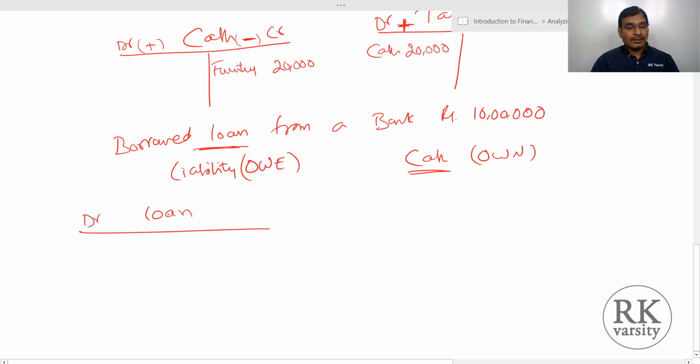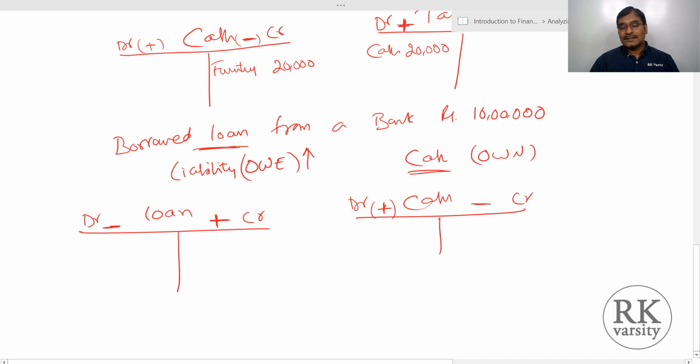And here you have a debit side and a credit side. What happened to the loan account? The loan increased, so the liability increased. So when liability increases, we write on the credit side. When liability decreases, we write on the debit side or left hand side. Similarly, cash: left hand side and right hand side. When asset increases, we write on the left hand side. When asset decreases, we write on the right hand side.